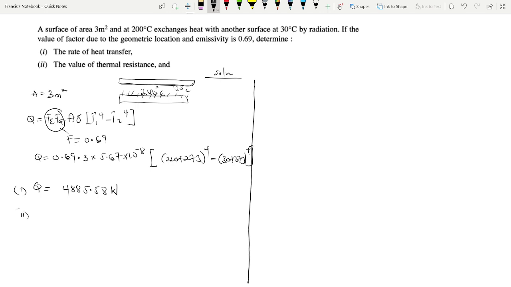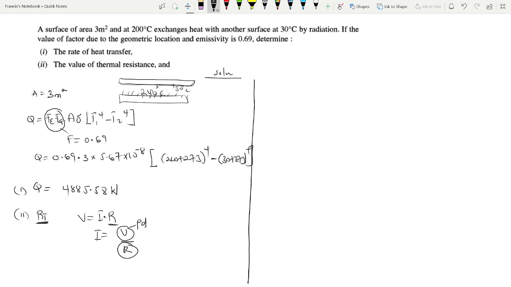The second question says to find the value of thermal resistance. The whole idea of heat transfer is that we can mimic electrical resistance. For electricity, we know that voltage V equals current times resistance, so current becomes voltage over R, where the voltage is the potential difference driving the current, and R is the resistance. So we can let our heat transfer equations mimic that.